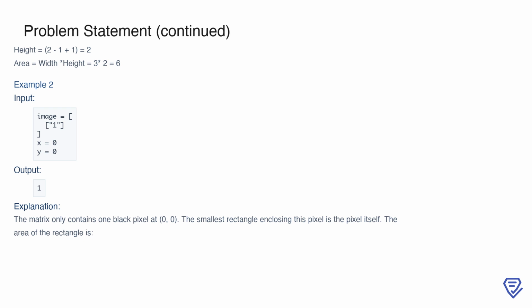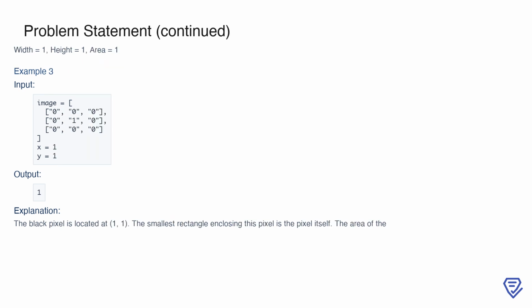In the second example, we have a much simpler case where the matrix contains only one pixel, which is black. In this case, the given coordinates x, y point to the single black pixel at 0, 0. Since there is only one pixel, the smallest rectangle enclosing all black pixels is the pixel itself. The width and height of this rectangle are both 1, so the area is simply 1 multiplied by 1, which equals 1. This example demonstrates that the solution must handle the smallest possible input size correctly.